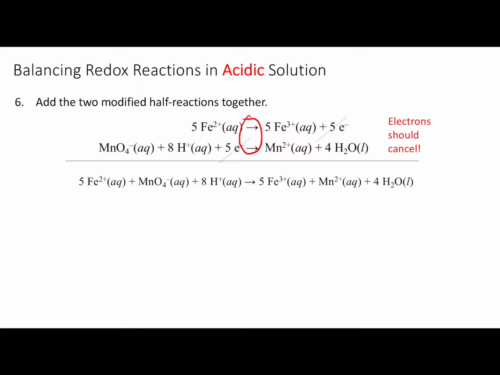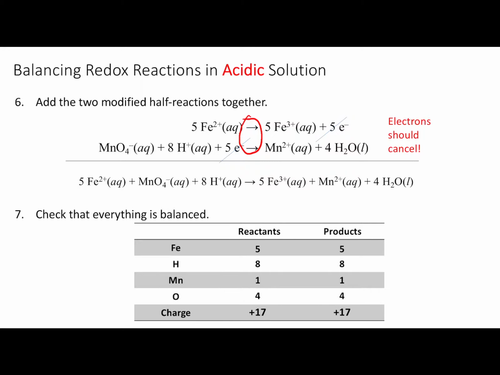And then we add these 2 reactions together. And when we do, we get 5 Fe2+ plus 1 MnO4- plus 8 H+ gives us 5 Fe3+ plus Mn2+ plus 4 H2O. This is our balanced redox reaction in acidic conditions.